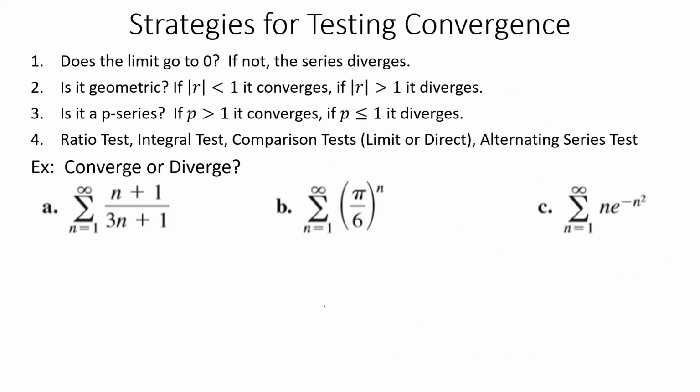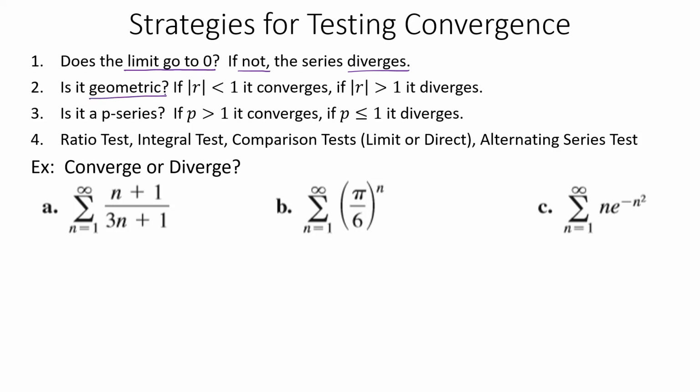All right, so that's all of our tests. So now we're going to go through some strategies. When you're doing these, usually the first thing I want to do is just ask, does the limit go to 0? If not, then it diverges. If it does, we go on down to the next step. Think of this kind of as a flow chart.